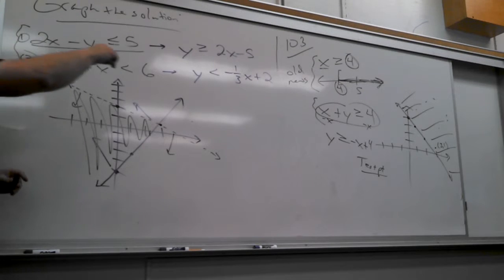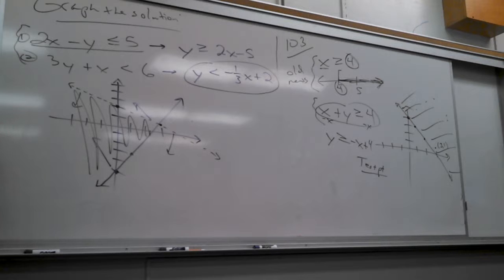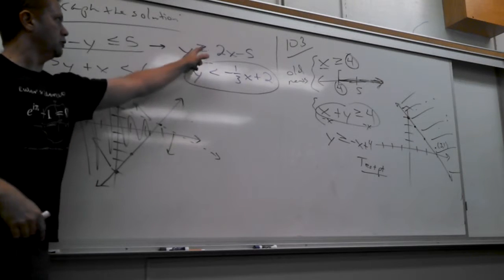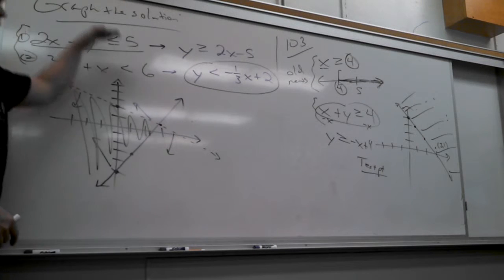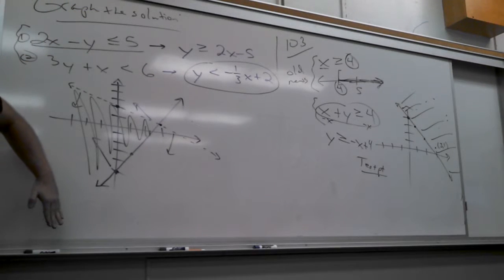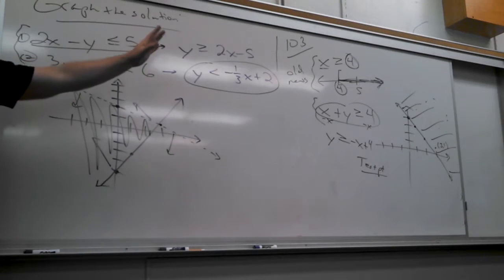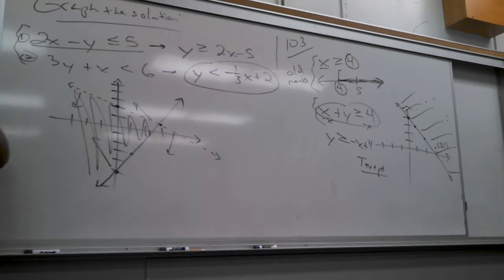Right? And I keep forgetting, the way I shade, I don't use test points. This first one, it was greater, so I'm going to shade up. This one was less, so I'm going to shade down. It's just that when it gets really steep, up and down is hard to tell. It's all left and right. And what is up and down when it's like that? These weren't that steep, so it's not that bad. Or you can just always use a test point, whichever way makes more sense.